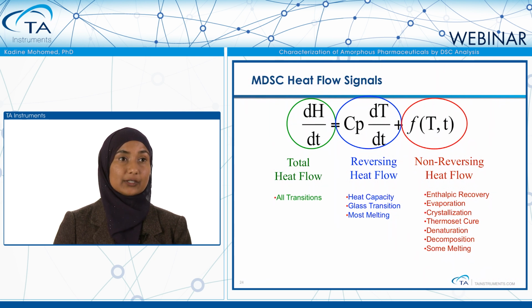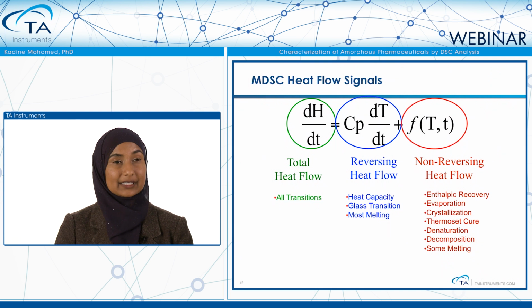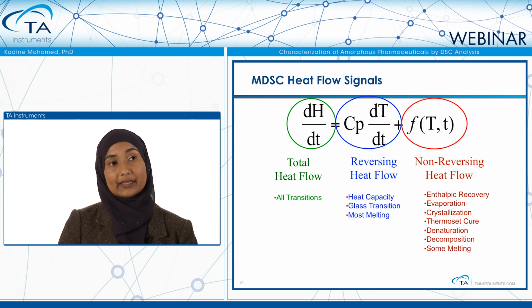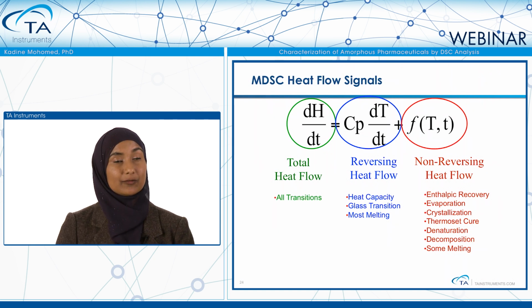In a modulated experiment, we modulate the heating rate to a point where the heating rate approaches, goes to 0 degrees C per minute. When the heating rate goes to 0 degrees C per minute, if the DSC detects a heat flow signal at that point, then the cause for that heat flow would be due to kinetic events taking place in the sample, which falls into the non-reversing heat flow signal. This would include events such as enthalpic recovery, evaporation, crystallization, denaturation, decomposition, and some melting.